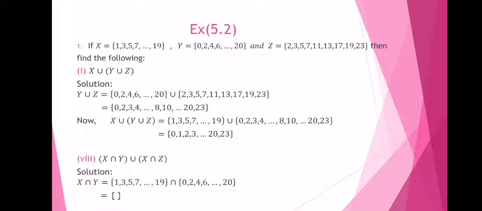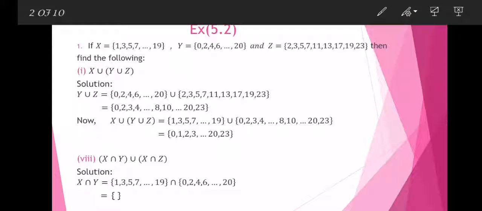Now we start finding the union of the given sets, and we start with question number 1 of exercise number 5.2. Now if X is equal to 1, 3, 5, 7 up to 19, and Y is equal to 0, 2, 4, 6 up to 20, and Z is equal to 2, 3, 5, 7, 11, 13, 17, 19, 23, then find the following.